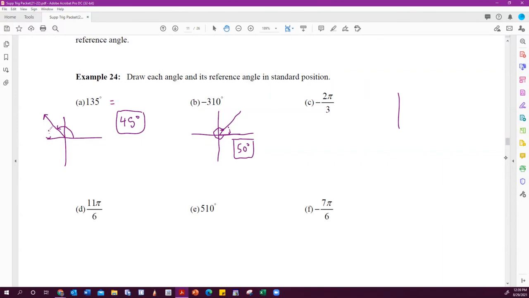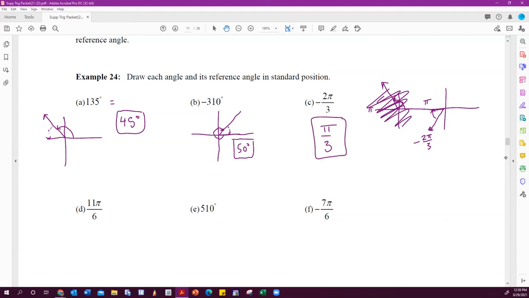-2 pi over 3. -2 pi over 3 would be located right here. Of course, this is pi radians, so -2 pi over 3. Sorry, -2 pi over 3 is actually located over here. How far am I from the pi measurement that would locate right here? So 2 pi over 3 is, of course, 1 pi over 3 away from pi. So this reference angle is going to be pi over 3.